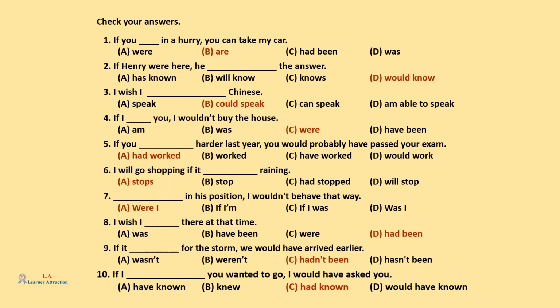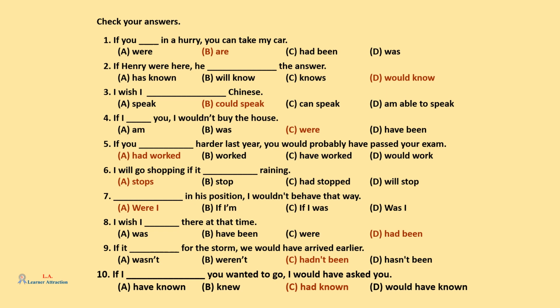Check your answers. Question number 1. B. If you are in a hurry, you can take my car. Question number 2. D. Would know. If Henry were here, he would know the answer. Question number 3. B. Could speak. I wish I could speak Chinese.